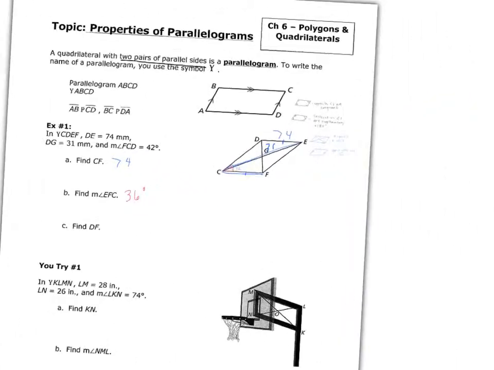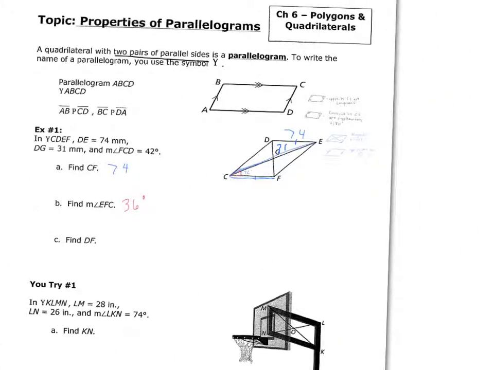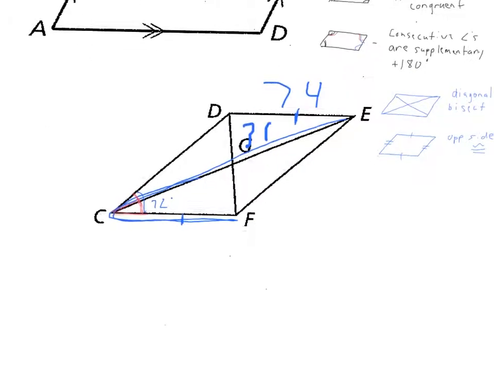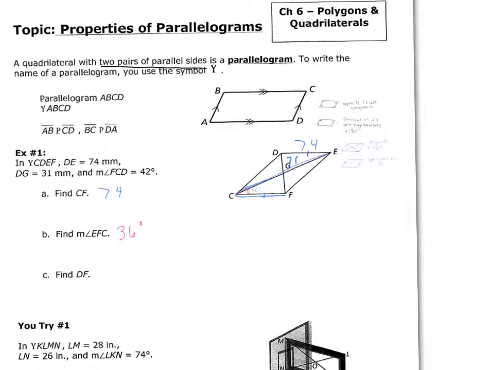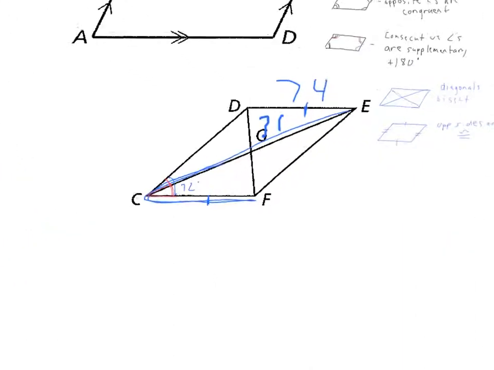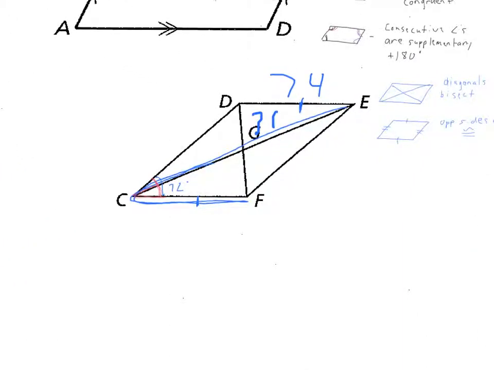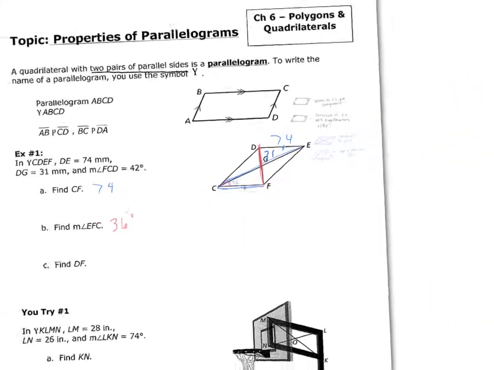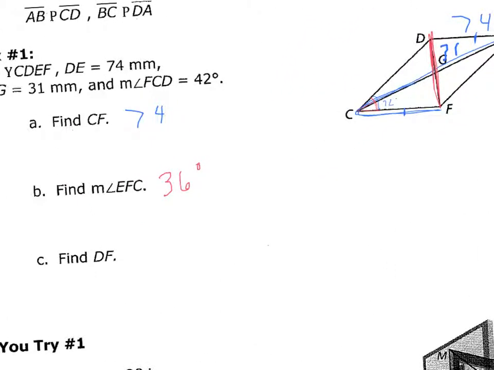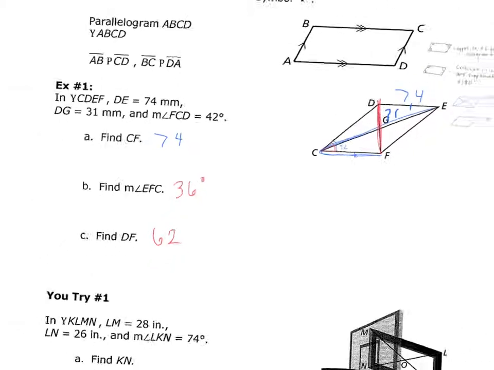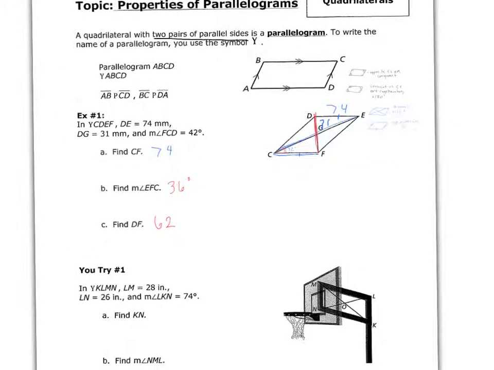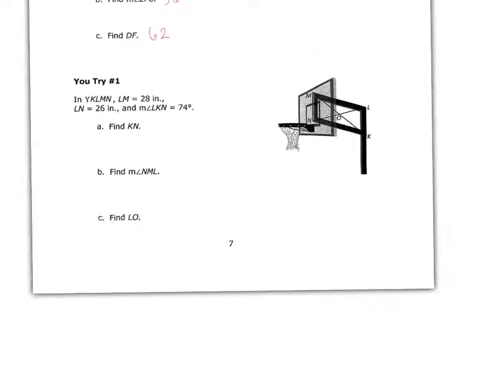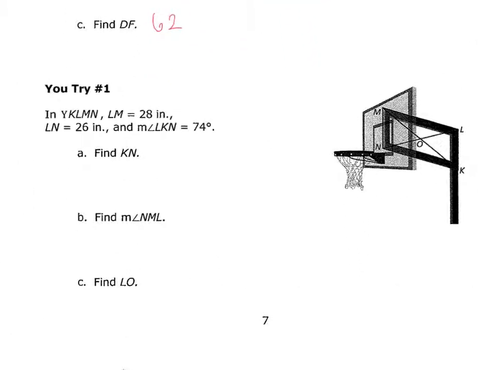And our last one, we want to find the length of DF. Well, since we have DG equaling 31, we know that DG is half the length of DF. So since DG is 31, we need to multiply that by 2. And 31 times 2 would give us a length of 62. Okay, so those are just a few of our properties in play right there with a couple of examples. Okay, let's try another one real quick with a basketball goal.